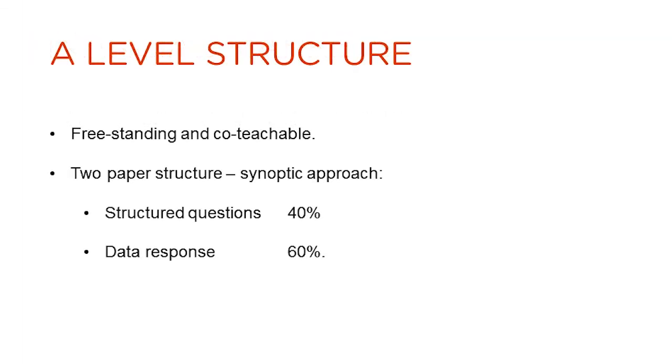The Economics AS level is meant to be freestanding and co-teachable, meaning that in, for example, Year 12, there could be candidates who are taking both the AS level and the A level. It is a two-paper structure with a synoptic approach. Structured question paper counting 40% of the marks and a data response paper counting 60% of the marks.